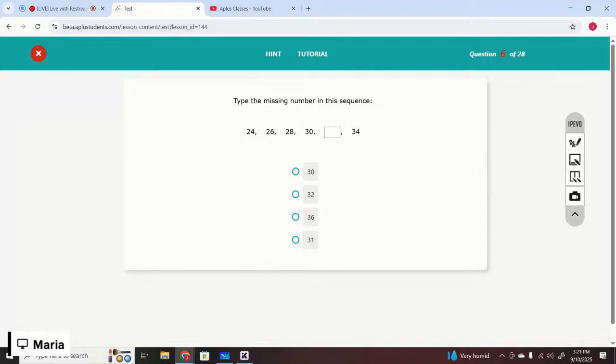24, 26, 28, 30. So the missing number is 32. Option number 2 is the correct option.